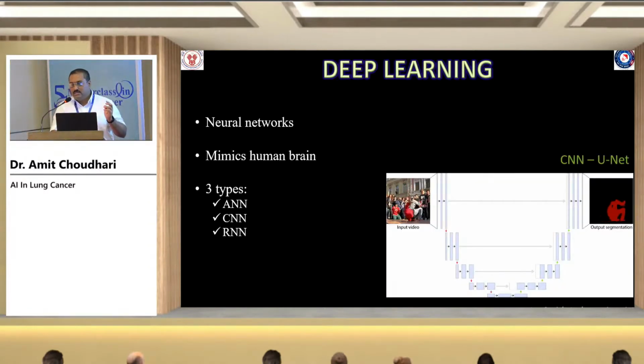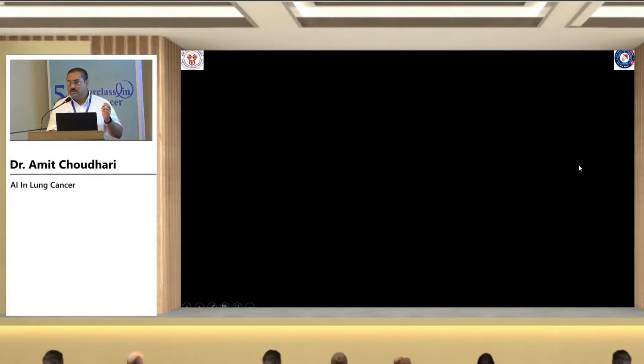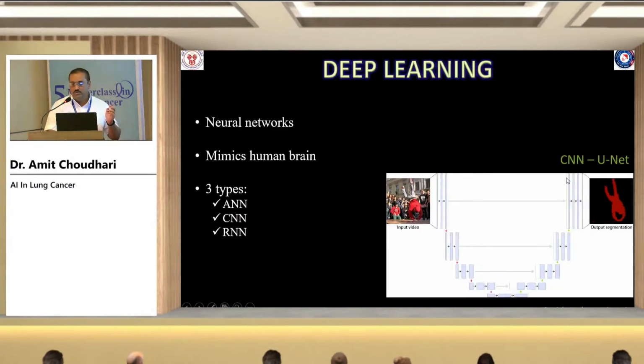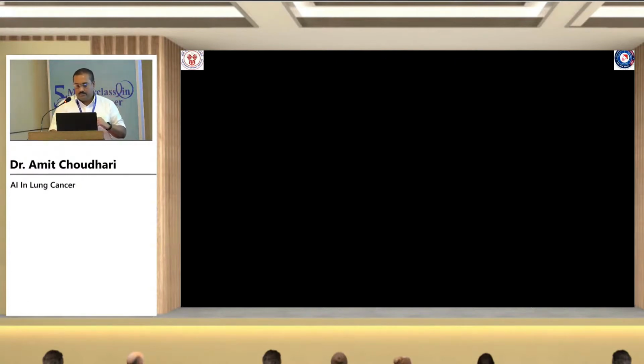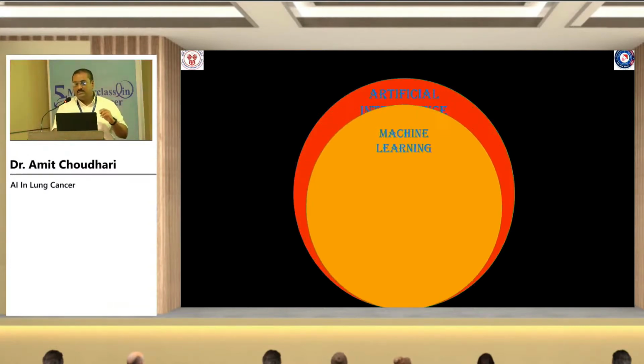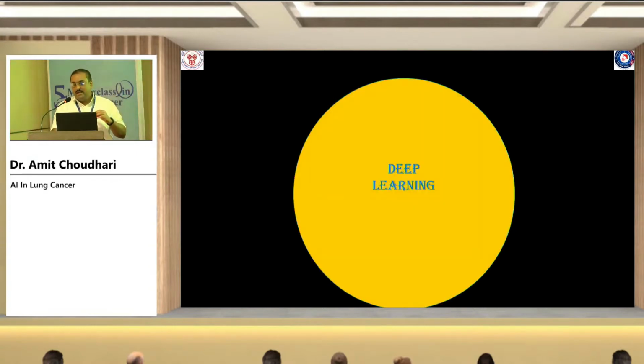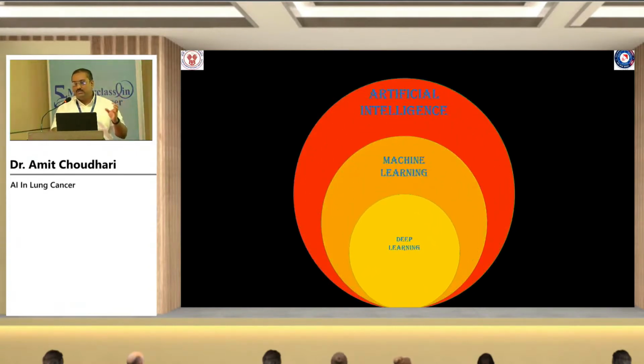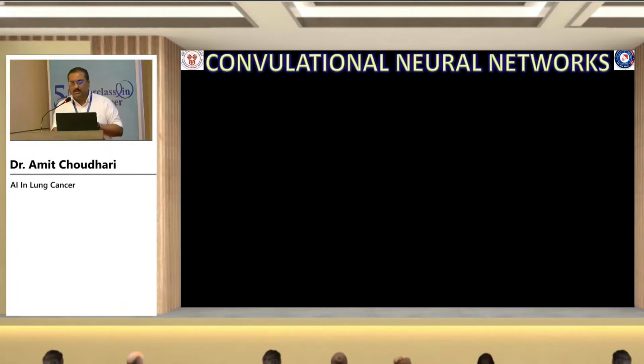So this is one such example of a convolutional neural network, that is a UNet, wherein based on the convolutional neural network, one can get a very accurate segmentation from an image. We'll see a couple of examples now. So as alluded to earlier, the main umbrella category is artificial intelligence, its subset being machine learning, and a further subset of machine learning is the deep learning technology.